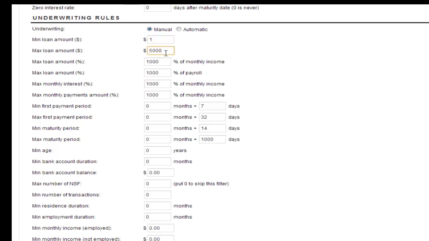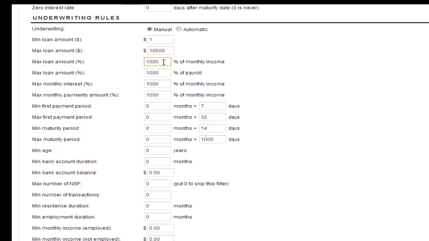Next, you can set the maximum loan amount. For this, again, make sure it's a whole number and set the maximum amount of money you are willing to loan out. For this case, we'll say $5,000, but say maybe you are a larger company and you want to be able to send out $10,000. It's entirely up to you. Just make sure that you put it in the underwriting rules, otherwise it won't work when you go to make that loan.